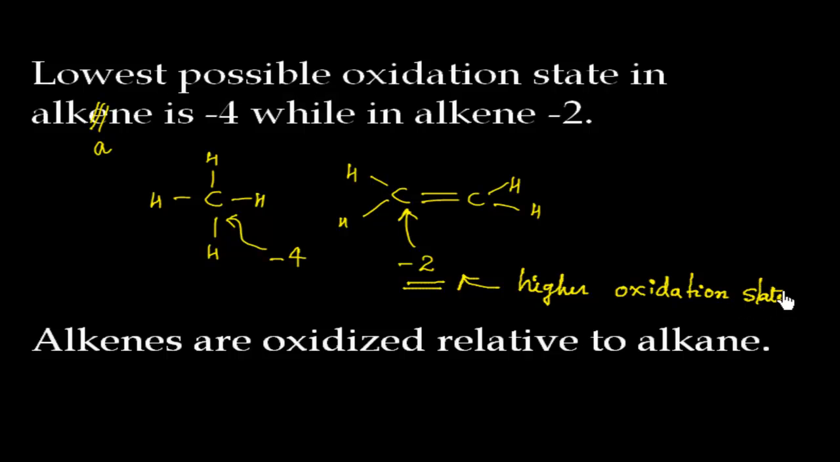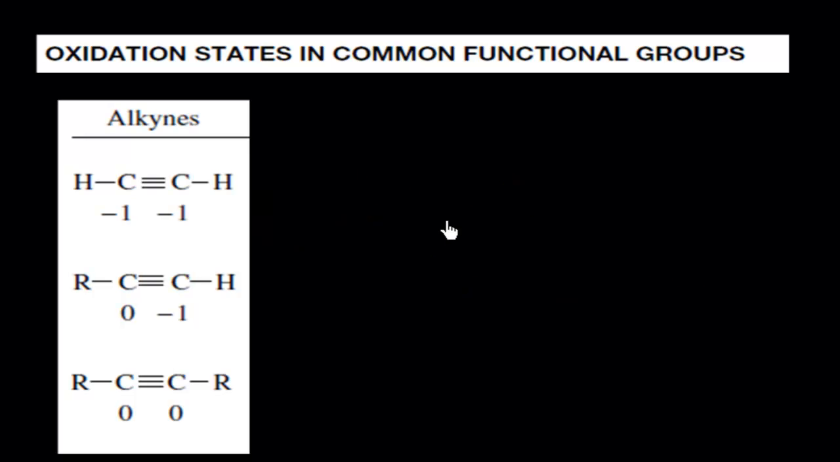So we can say this is highly oxidized. So alkenes are oxidized relative to alkanes. So let us say some more about oxidation number in case of alkyne. Idea is same. So if I have a terminal alkyne, this kind of alkyne, both sides we have hydrogen.